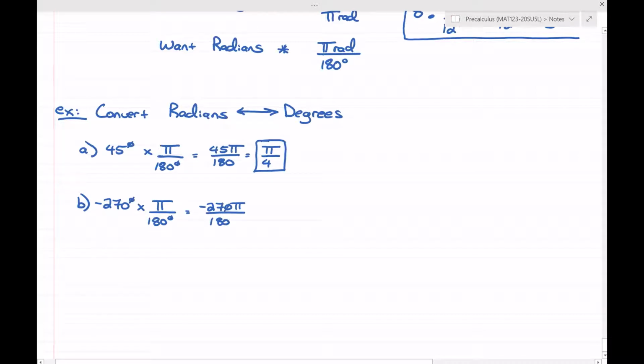And you could cancel out the zeros. And I know 3 goes into 27, or 9 goes into 27 3 times. And 9 goes into 18 twice. So that's something you could easily do in your head.